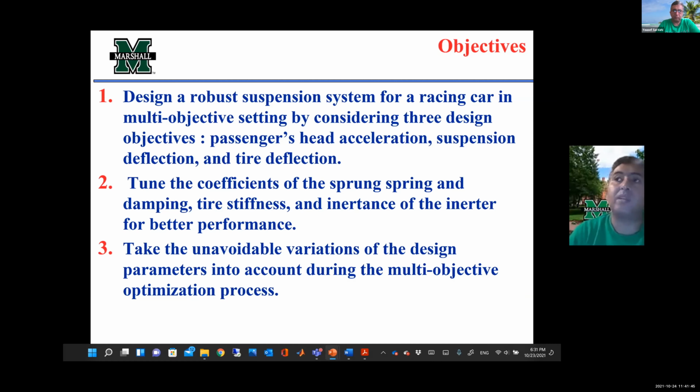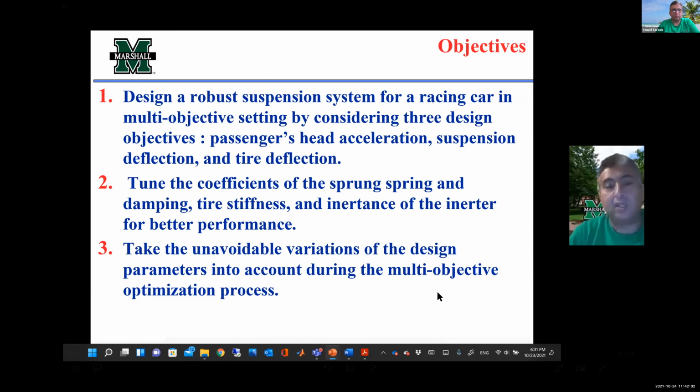Now, when we do the optimization, we are going to take into account also the variation in these four parameters during the optimization, because we know that during the operation of the suspension system, they will change and they will impact the passive suspension system in the car.